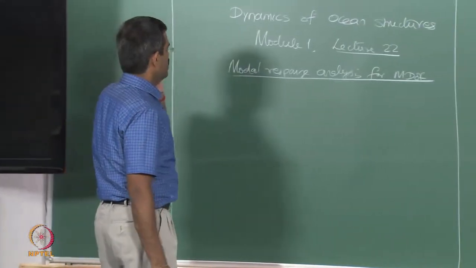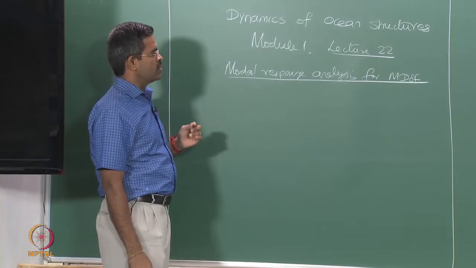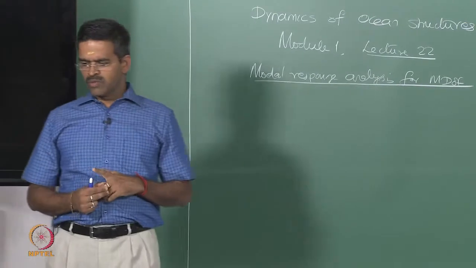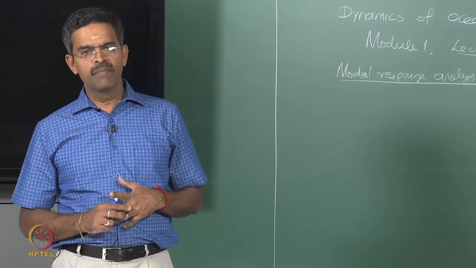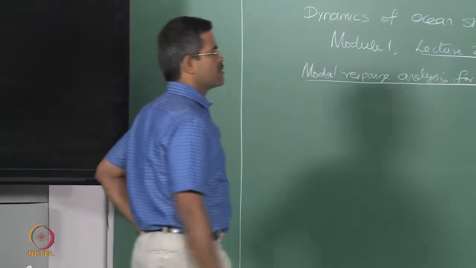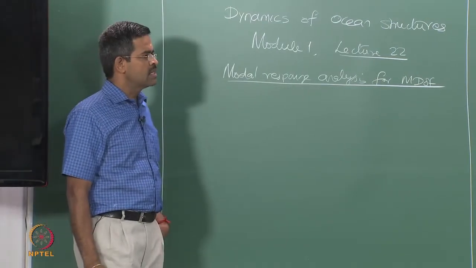Let us talk about modal response analysis in this class, which is the 22nd lecture in module 1. In the previous lectures, we discussed the numerical methods used for finding eigenvalues and eigenvectors, which are nothing but the frequencies and mode shapes. We have also seen how they can be easily obtained using numerical methods, and they are comparable across all the 4 methods, which we demonstrated with a couple of examples.